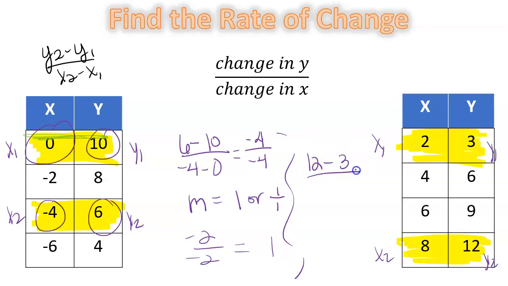All right, and then on my second problem over here, I'm going to have y2, 12, minus y1, 3, over x2, 8, minus x1, 2. 12 minus 3 is 9. 8 minus 2 is 6. So I get m equals 9 over 6, but again, I need to simplify.